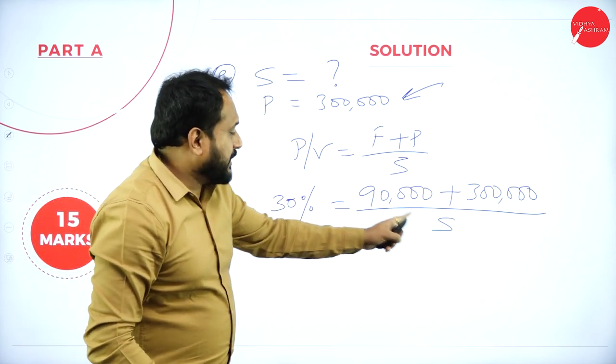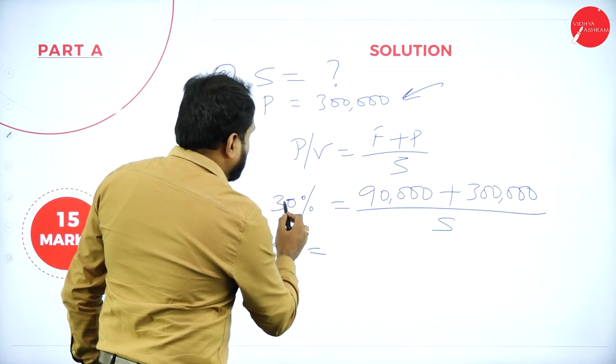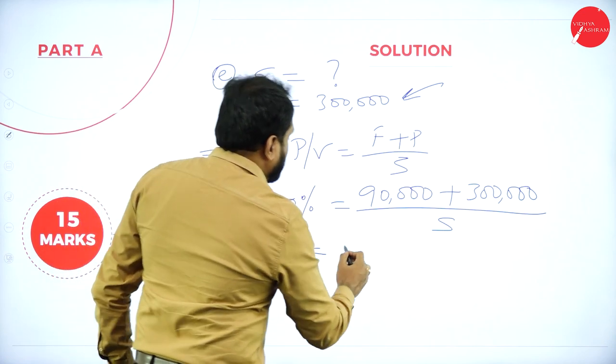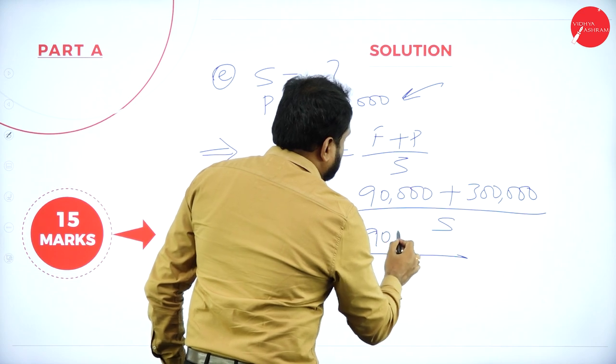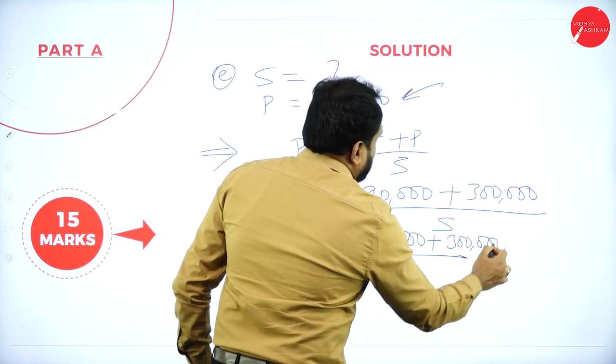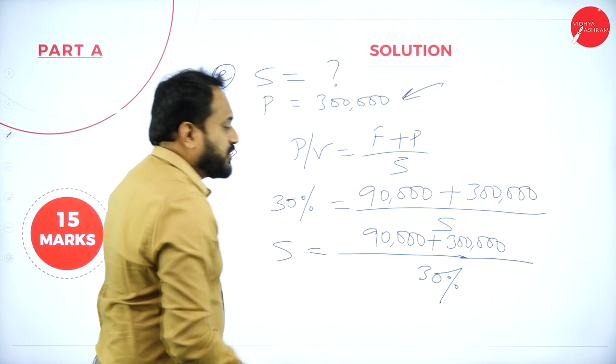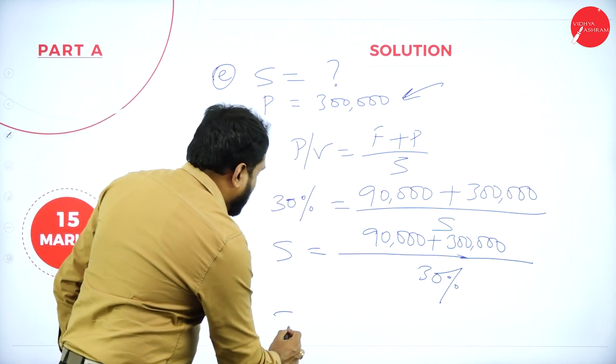Now sales, I'll shift it to here. So division becomes multiplication. So here S is equal to, the multiplication will become division here. So this is what the formation is: F plus 3 lakh divided by 30%. And substitute the following and then tell me the answer for sales.